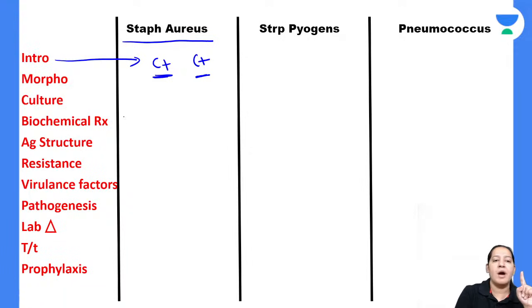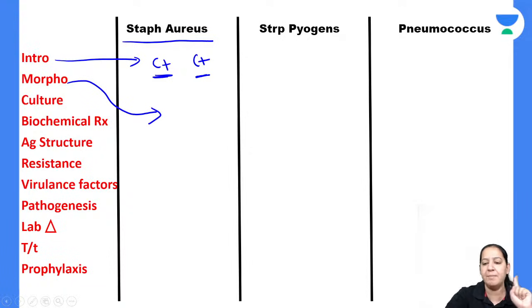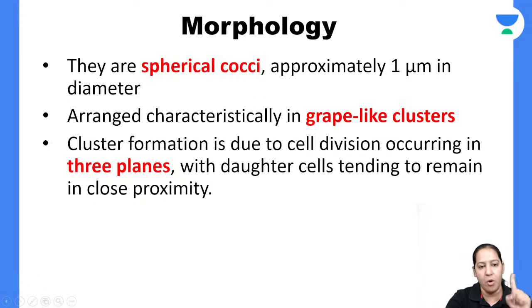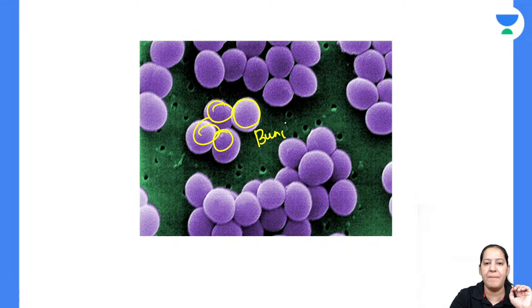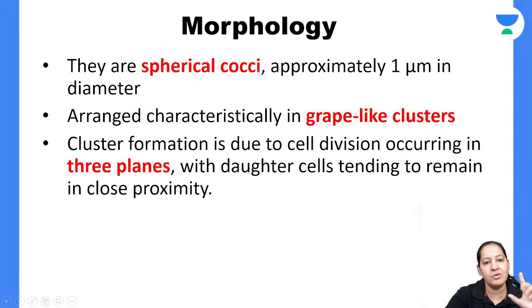You got my point. So coming to the second point, that is morphology. In morphology, you have to see this grape-like arrangement that I was talking about. Can you see the bacteria are circular, spherical, and arranged in bunches, like grapes. That's why these are known as staph. The word staph means bunches. Staphylococcus: coccus means circular, spherical.